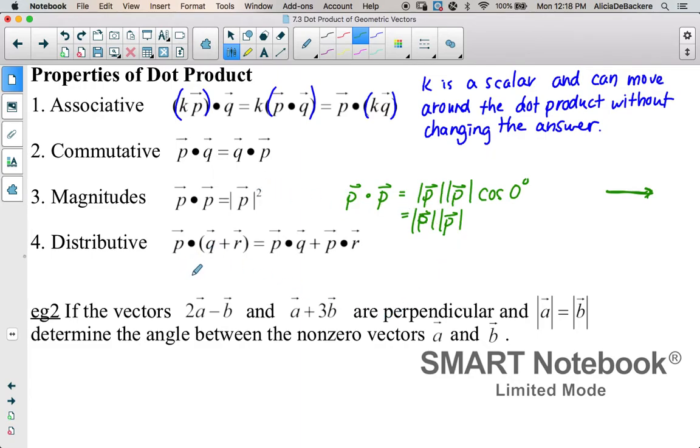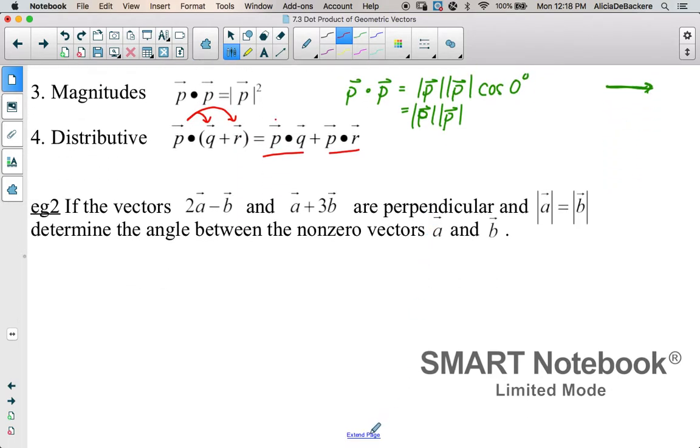And then the last property, this one's pretty useful for us. If I have a vector addition in brackets, so I would figure out what that resultant vector was, and then dot it with vector p, that's the same as dotting vector p with both of the original vectors q and r, and then adding those results. So that's kind of interesting. This is the distributive property, right? It's just like the distributive property in algebra. I'm just distributing this through to come up with p dot q plus p dot r.